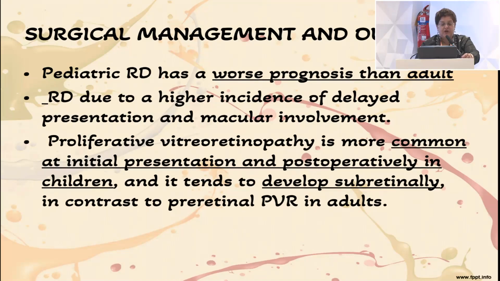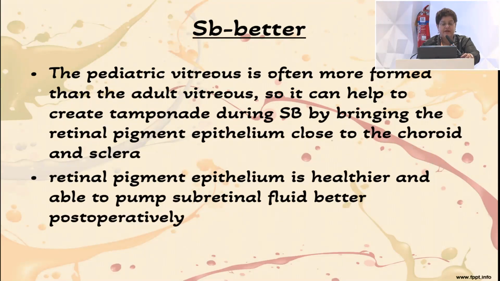important. Now, the pediatric RD has a worse prognosis than an adult RD, due to a higher incidence of delayed presentation and macular involvement, which is the reason for the same. And their more common initial presentation is because they tend to develop these kinds of membranes in the subretinal region.